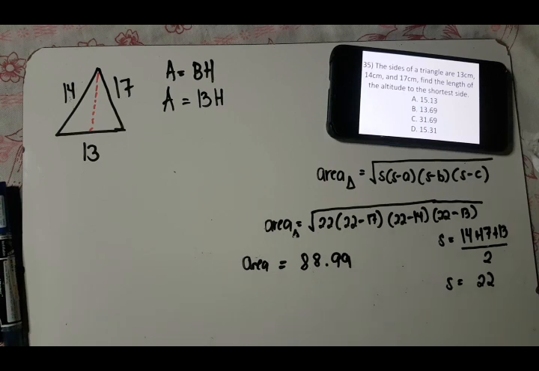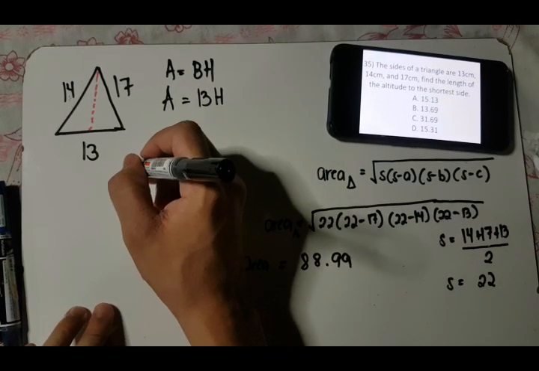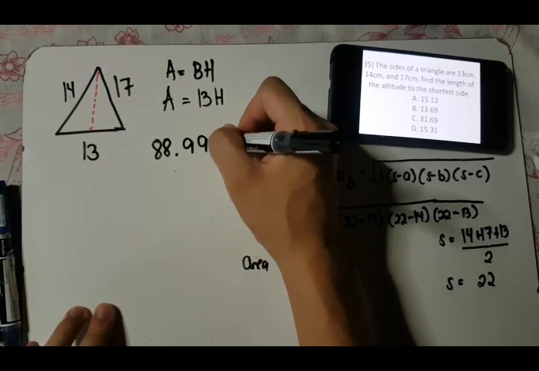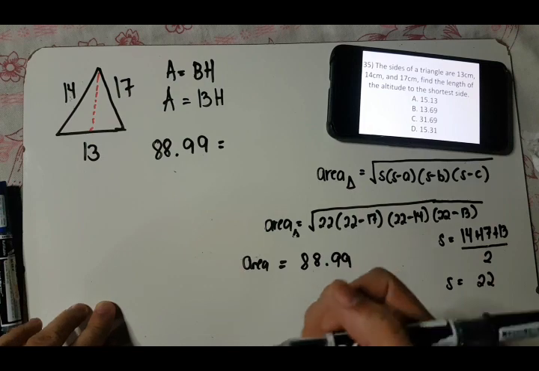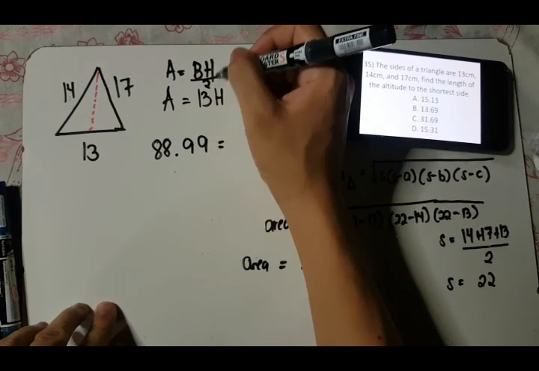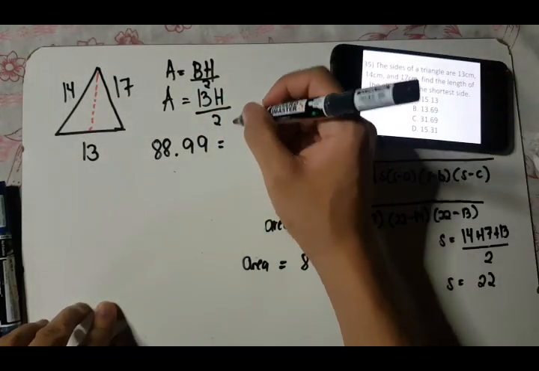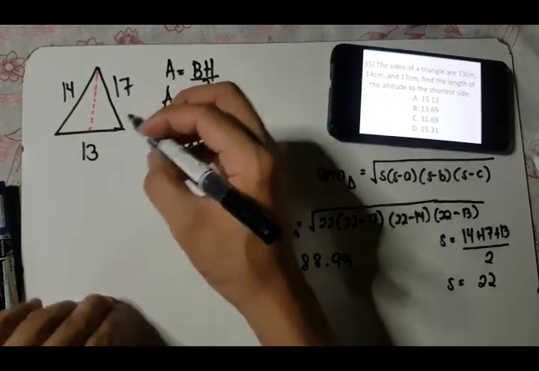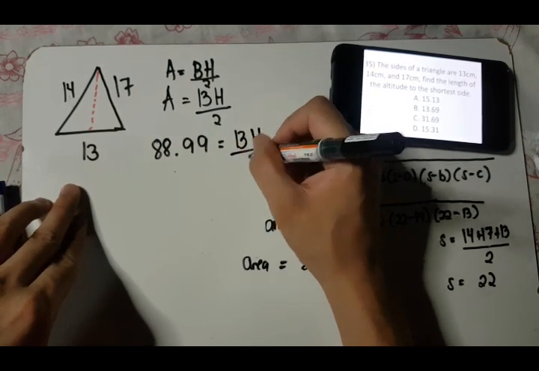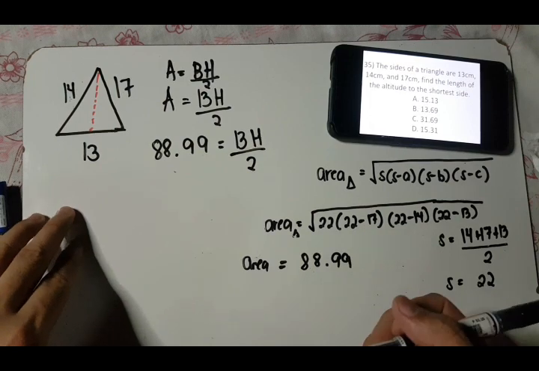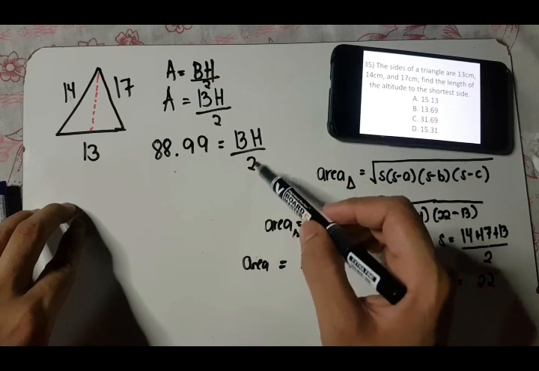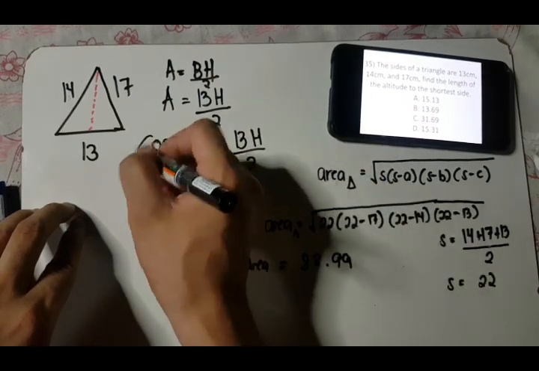Next. So, meron na tayong area. So, area is 88.99. Substitute natin siya sa formula of the area of triangle. Base times height, oh, I forgot over 2. Sorry. Ayan, divide by 2. So, ang value ng base natin is 13 times height over 2. And now, let's solve for the value of height. So, kailangan may isolate natin si height on one side. So, multiply both sides by 2.